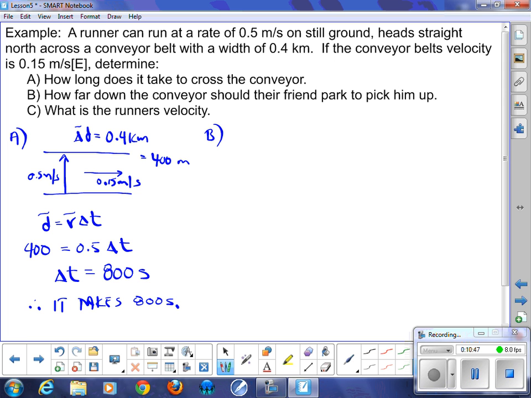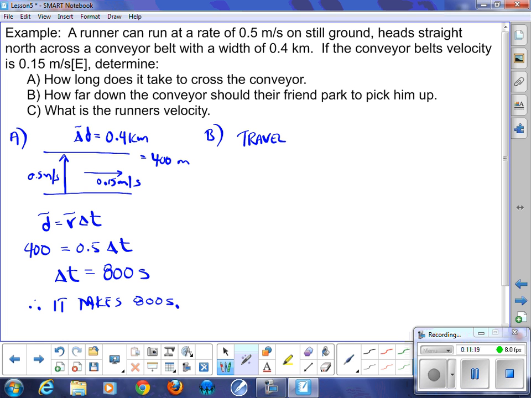All right, now B part. You have a friend, they want to pick you up. So how far down the conveyor should their friend park to pick you up? Well, if we look at that diagram, we know that you're not going to end up straight across. You're not going to end up at this location. The conveyor belt is going to move you down to the east, it says here. So that means that your relative motion, and what we can do here is we know that we want distance here. So we know we're going to travel.